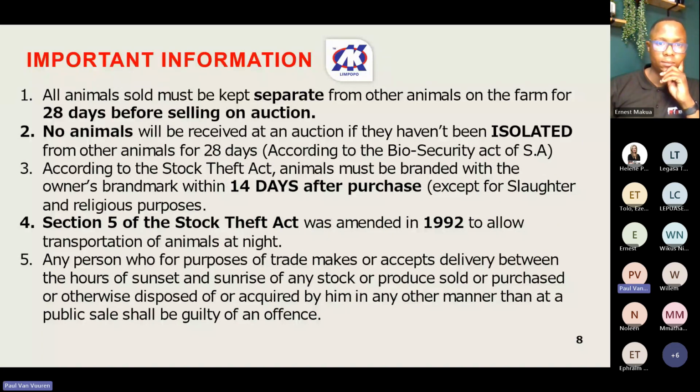This is very important. Within 14 days after you buy an animal and you want to farm with it, you have to brand it. And then the 28 days, that's after you purchase the animal, it has to stand at your farm premises, and you're not allowed to sell any cattle off that farm within 28 days.